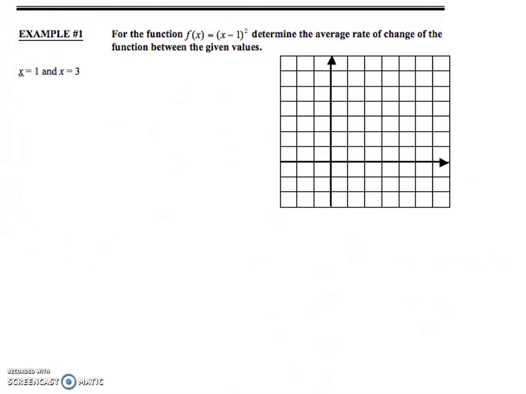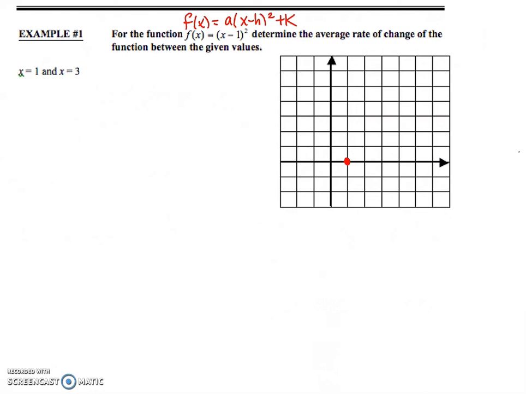Now keep in mind our function here is in this a times x minus h squared plus k form. So we can see that that -1 inside the parentheses with the x is going to be a horizontal shift, and it's going to be 1 unit to the right. So that means that instead of my vertex being at the point 0, 0, my vertex is going to be at the point 1, 0 right here.